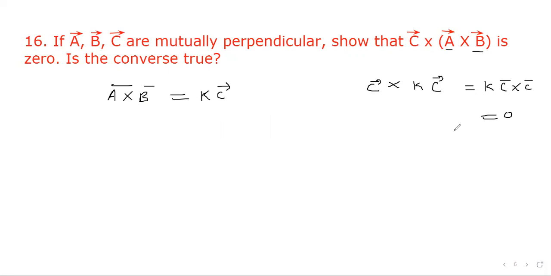Now, next question: is the converse true? The converse is not true, because they can be parallel vectors also. If they are parallel vectors, in that case, automatically this will become 0, and then the product will be 0.